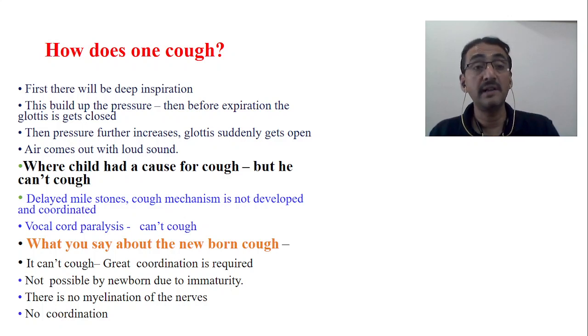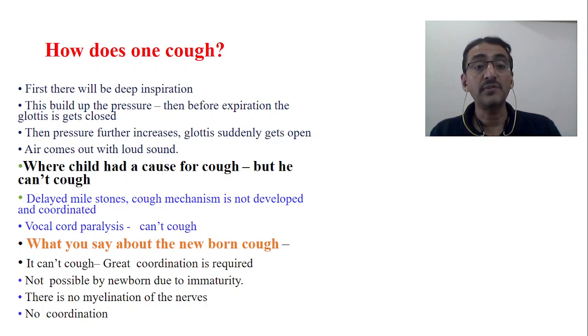For example, a child with a delayed milestone, a child with mental retardation. The cough mechanism is not developed and coordinated because of developmental delay. So although having a cause for the cough, the child is not able to cough. Again, one more cough cause is there, but the child is not able to cough. That is vocal cord paralysis.